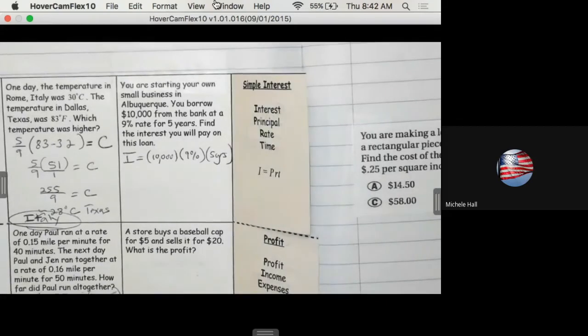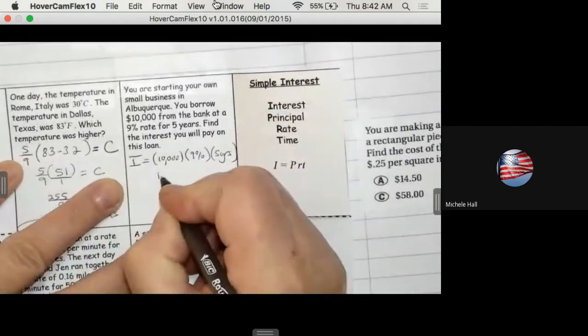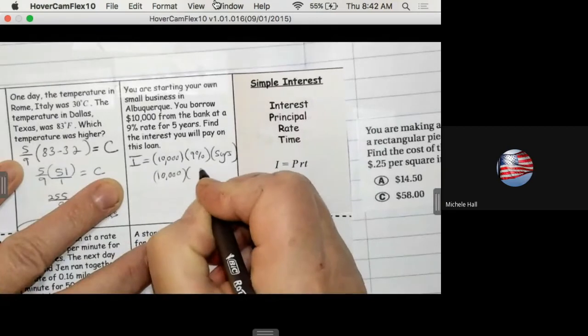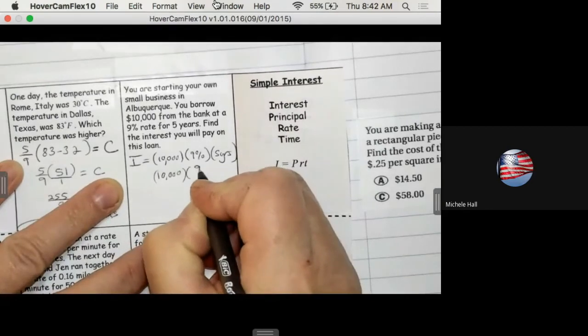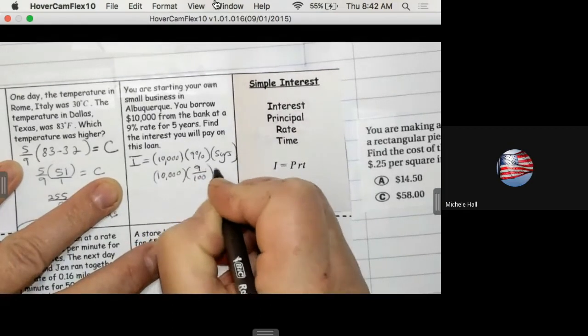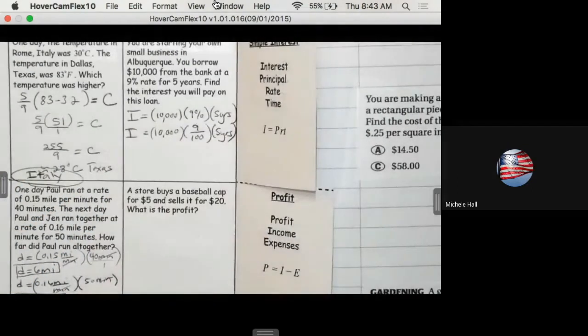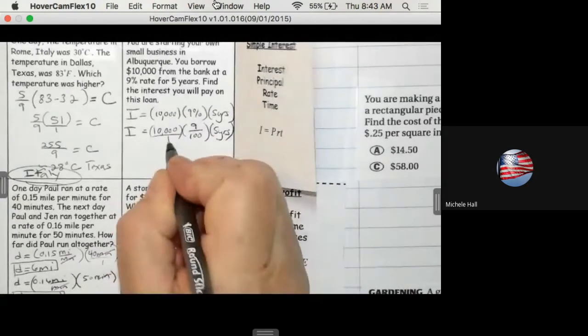Okay, so the class says they want to do a fraction. We'll do 10,000 times, Sean said 9% would be 9 over 100, times 5 years. How do we multiply 10,000 times 9 over 100? Turn that into a fraction.